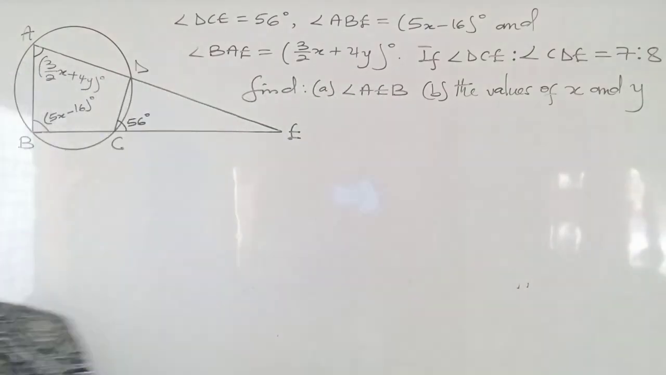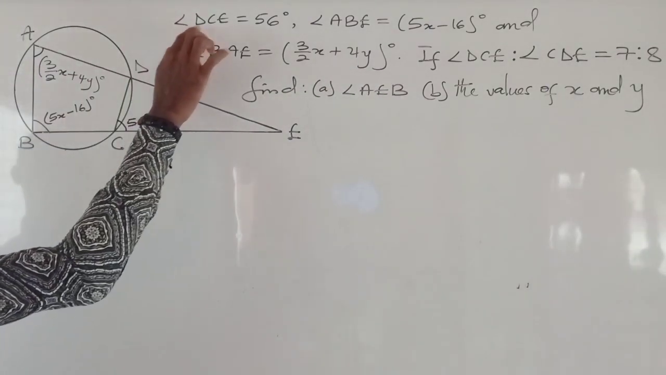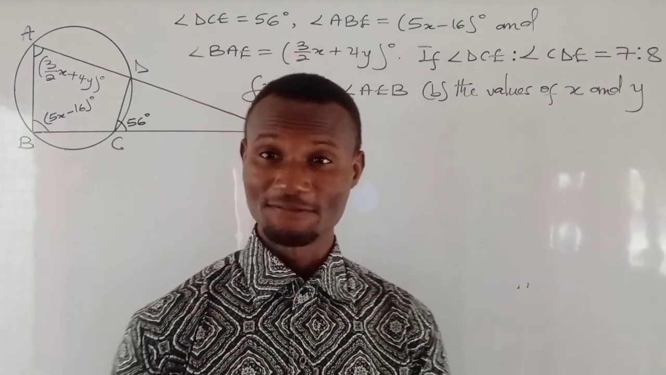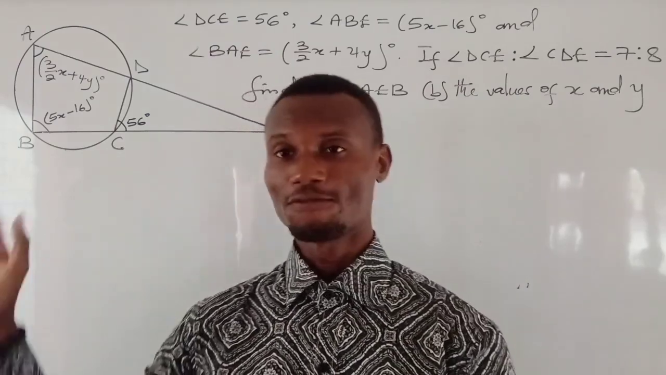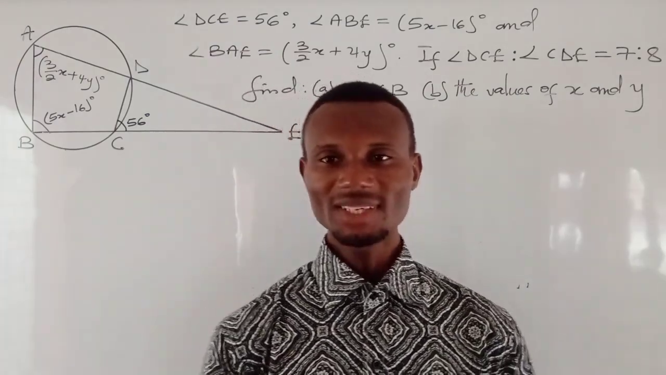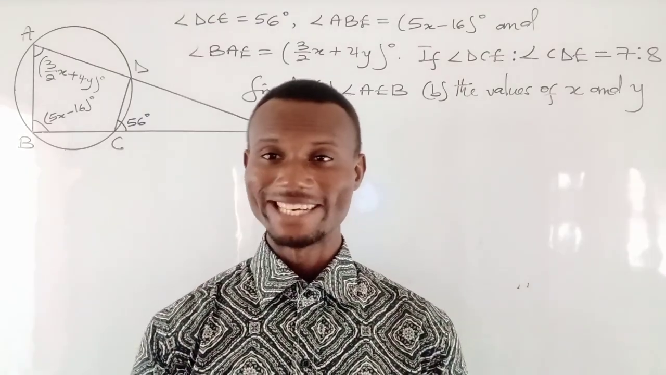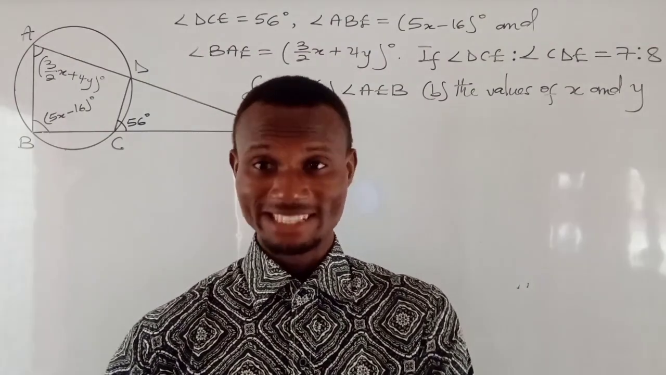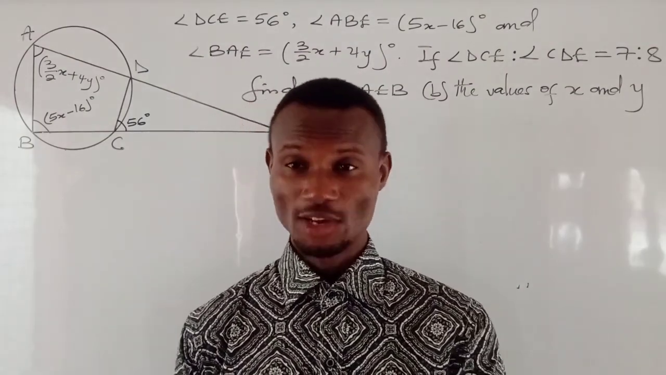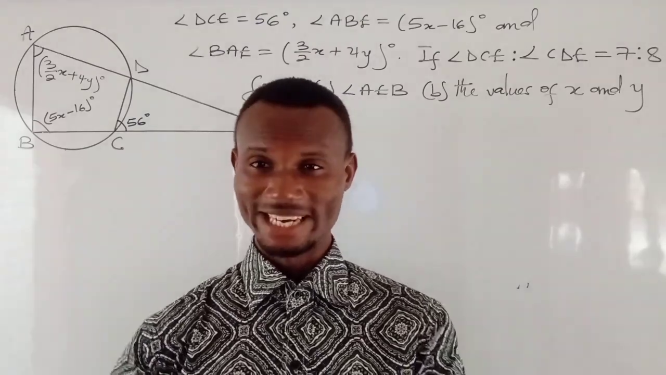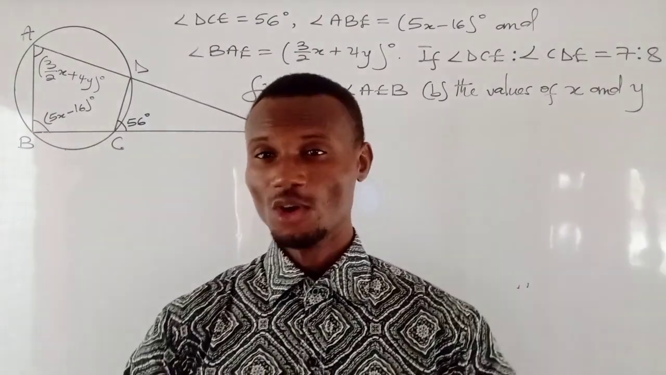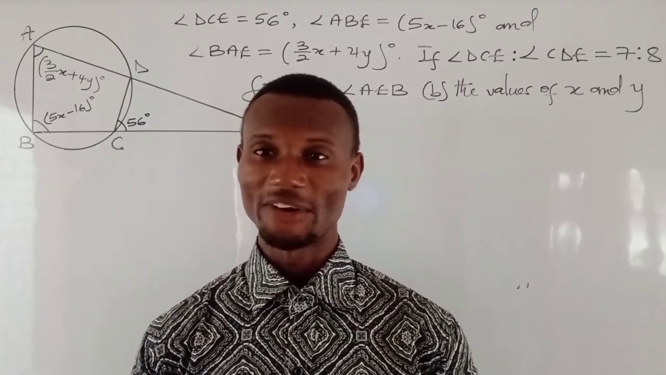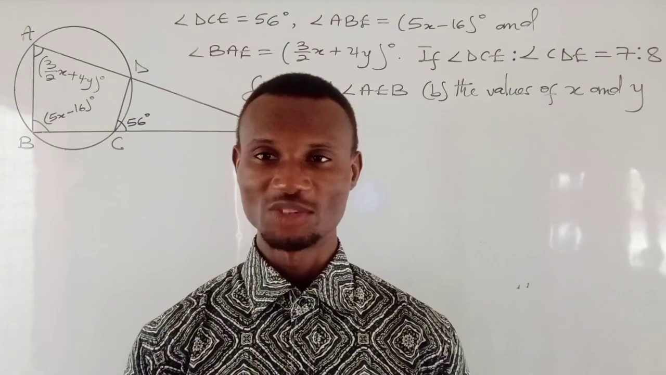We are going to start with this one. It says that angle DCE equals 56 degrees, so we are going to identify the angle DCE from the diagram. I've taught you how to identify angles in a diagram in some previous videos, and we are going to apply that knowledge here. But for the sake of those who don't have any idea on how to identify angles in a diagram, I'm going to do a quick recap so that we can proceed.